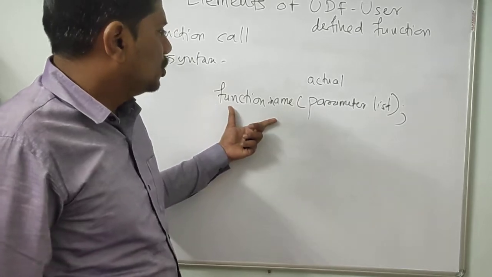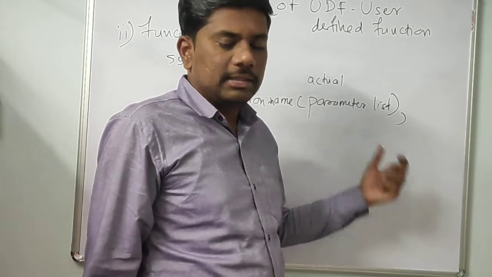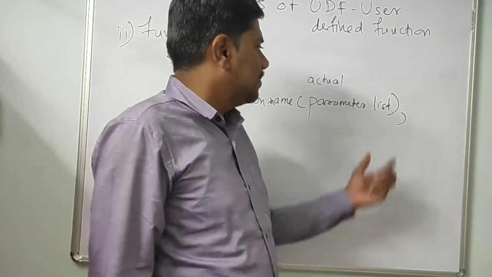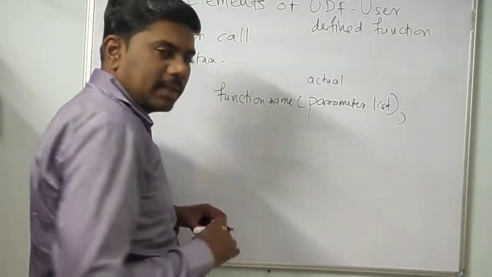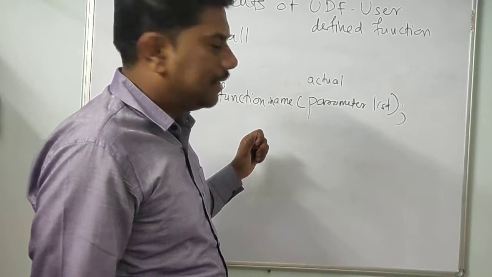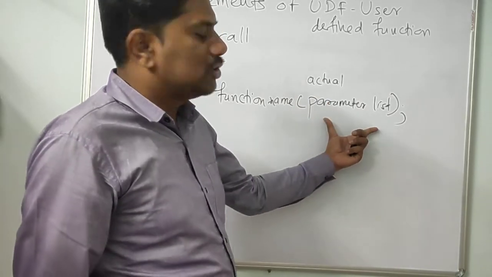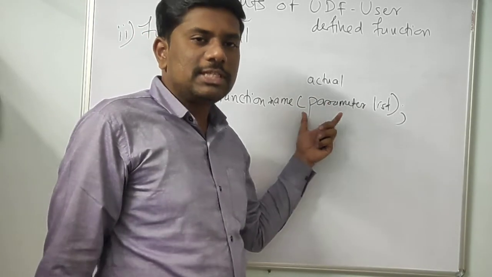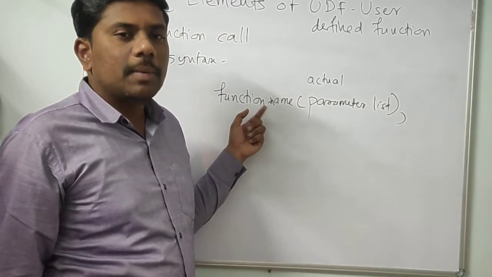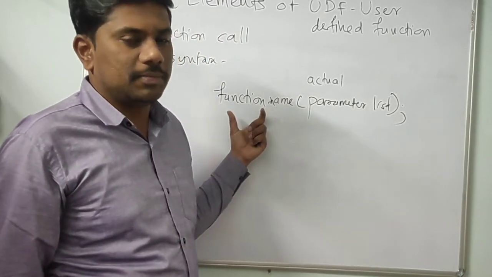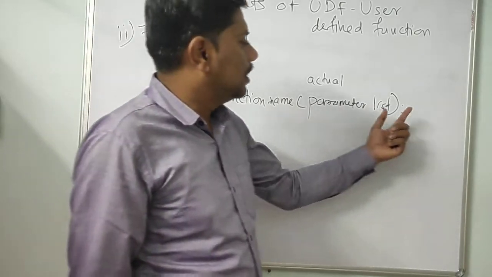So see, function name and then bracket, there will be actual parameters and semicolon. The function name can be any valid C identifier, and this will be the actual parameter list. That means from this point you are actually calling this function and you are passing the input to this function. Okay, so there should be a semicolon.